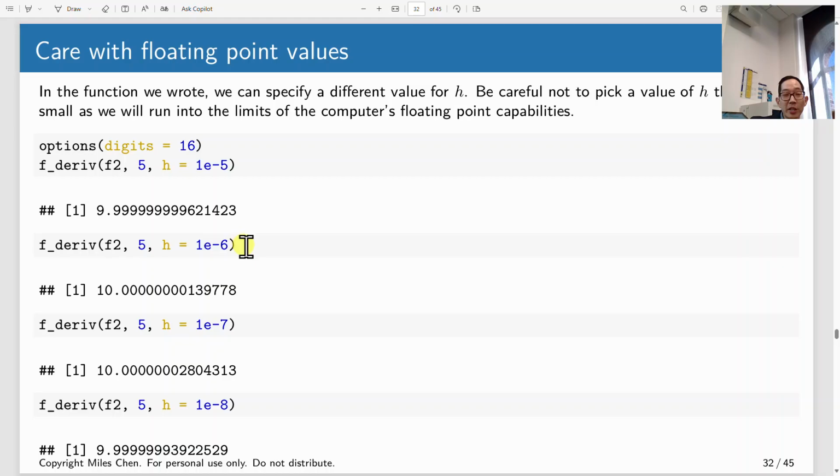If I shrink it down to 10 to the minus 7, now I'm only accurate to around 8 significant figures, 10.0000000. Oh, okay, maybe 9. Okay, and I'm off 2804313. So the last 7 digits are off. Over here, the last 6 digits are off. At 10 to the minus 8, the last 7. So around 9 significant figures are accurate, but the last 7 are off.